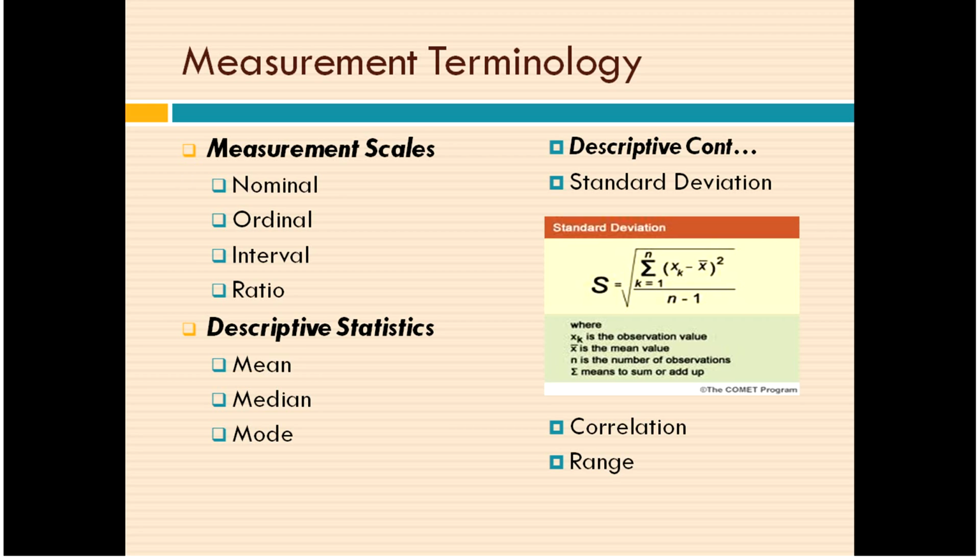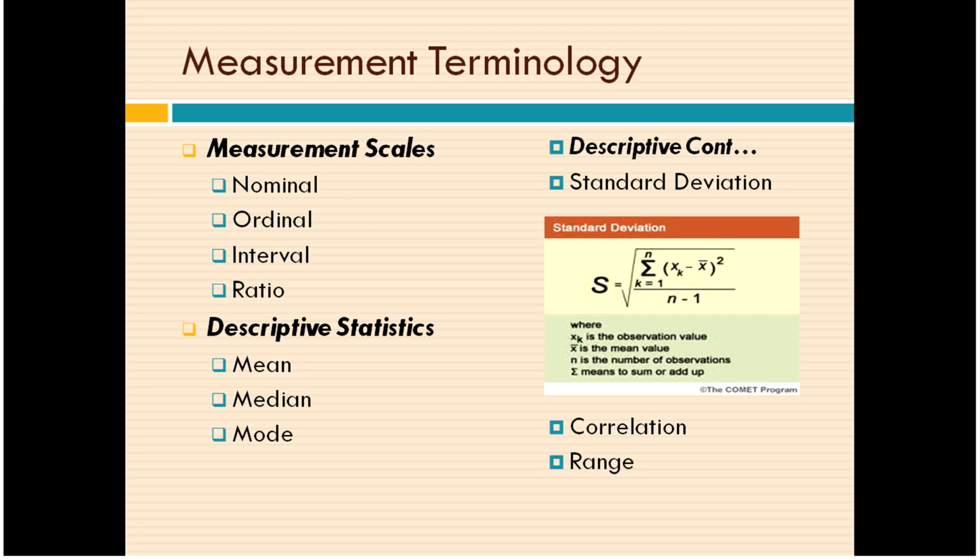The next is interval. With interval scales, there are equal units of measurement. The distance between 1 and 2 is the same as between 9 and 10. These can also have non-numerical rankings attached to them, but you will always have a number.